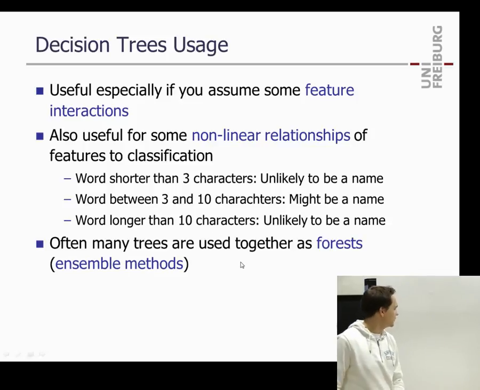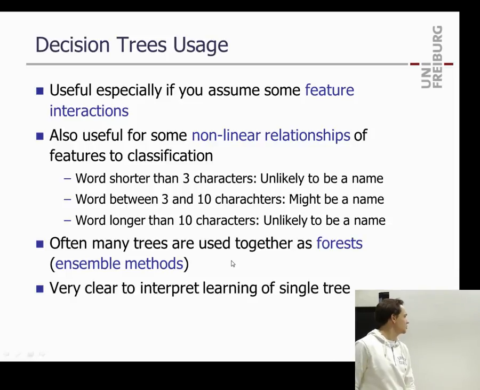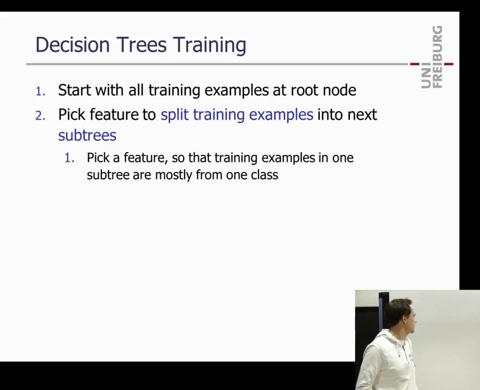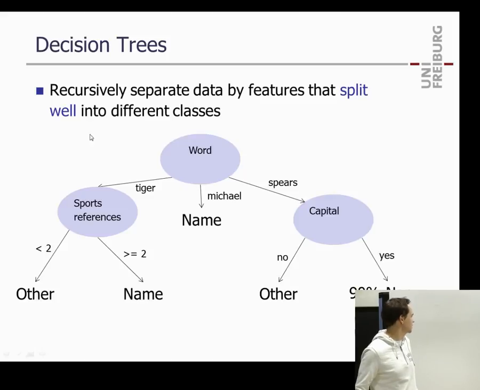And in practice, often you don't use one single tree, but you use many trees which maybe recognize different kinds of person names. For example, Spanish names and English names, or names from sports persons, names from politicians, and then you somehow combine all their classifications to get an idea, is it a name or is it not? And to interpret the learning of a single tree, it's very clear, you just basically look at it, you can see, okay, this is what it learned, and you can think, does it make sense, does it not make sense?